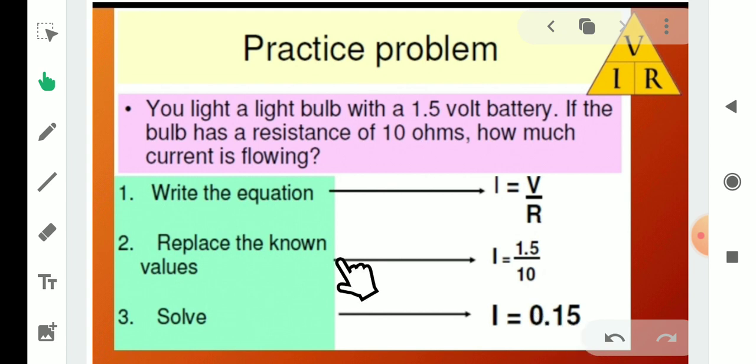Next, you have to write 0.15 ampere, because the current unit is ampere. Okay, 0.15 ampere. Yes.